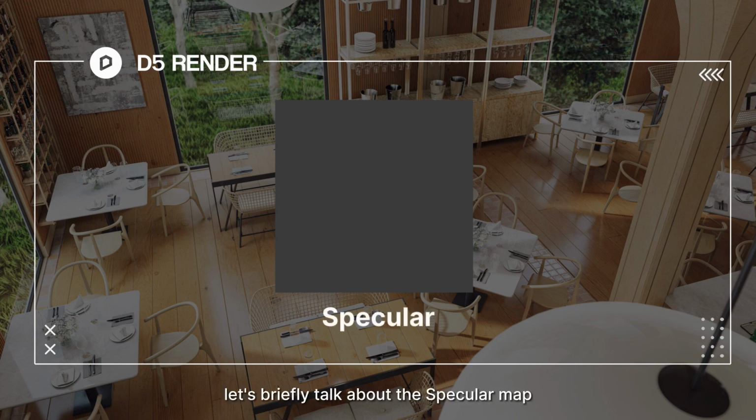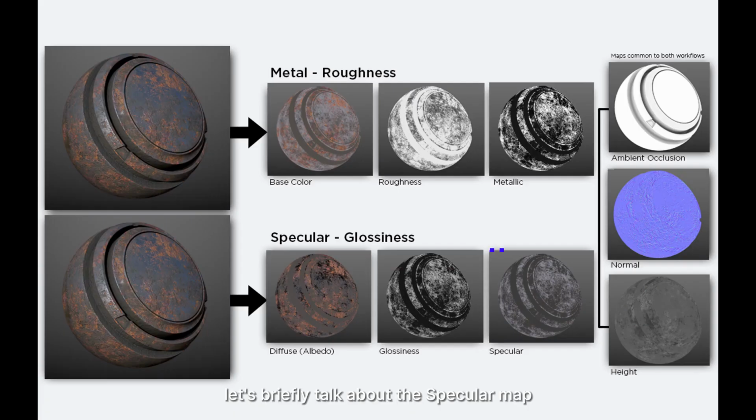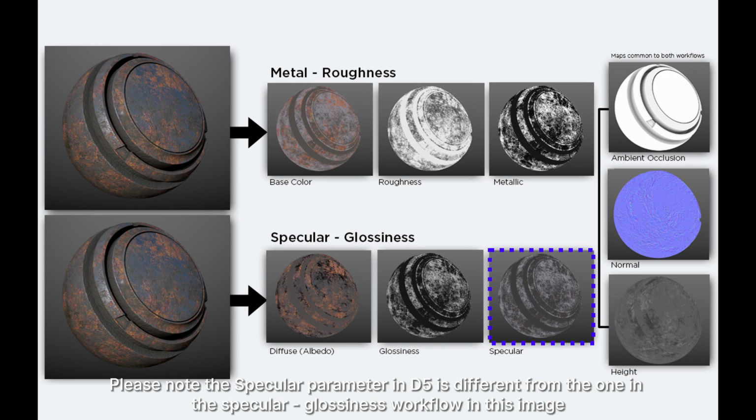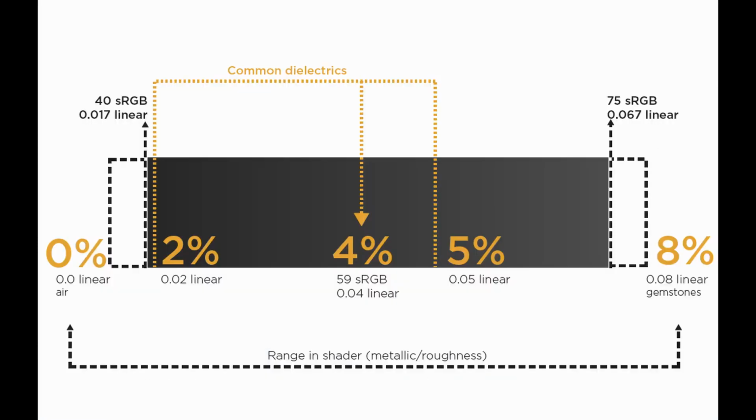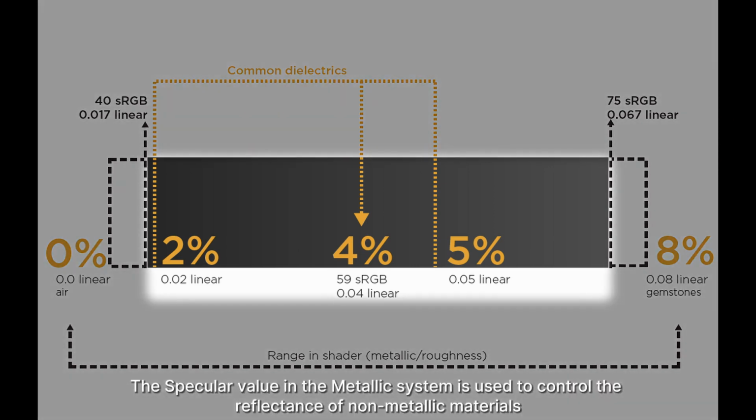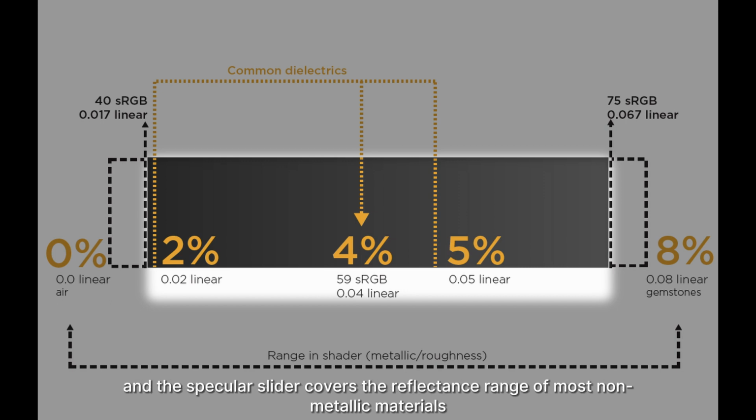Next, let's briefly talk about the specular map. Please note the specular parameter in D5 is different from the one in the specular, glossiness workflow in this image. The specular value in the metallic system is used to control the reflectance of non-metallic materials, and the specular slider covers the reflectance range of most non-metallic materials.